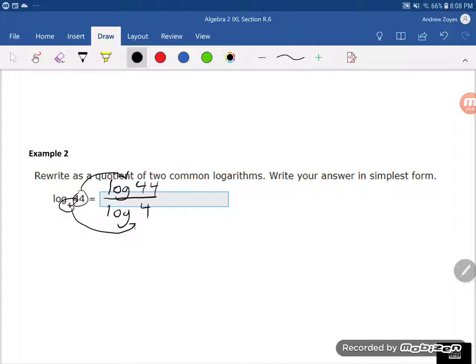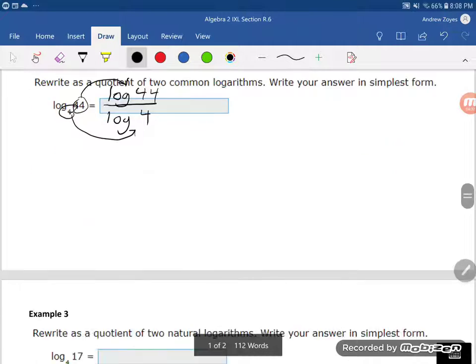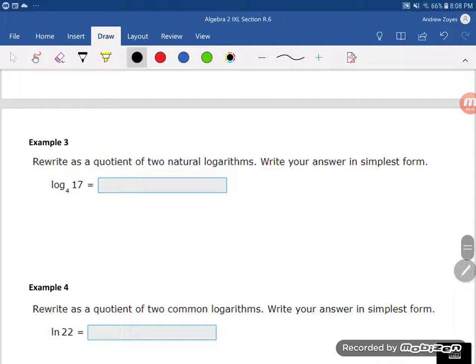Okay, and so that would be our change of base. Let's go ahead and look at number 3. So write as a quotient of two natural logarithms. So again, remember, any base can technically work. However, now they're specifically asking you to use natural logarithms.